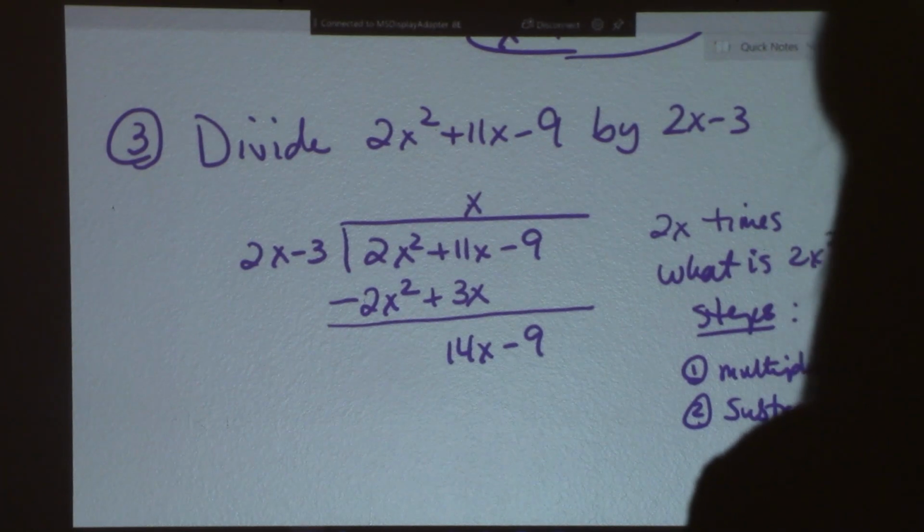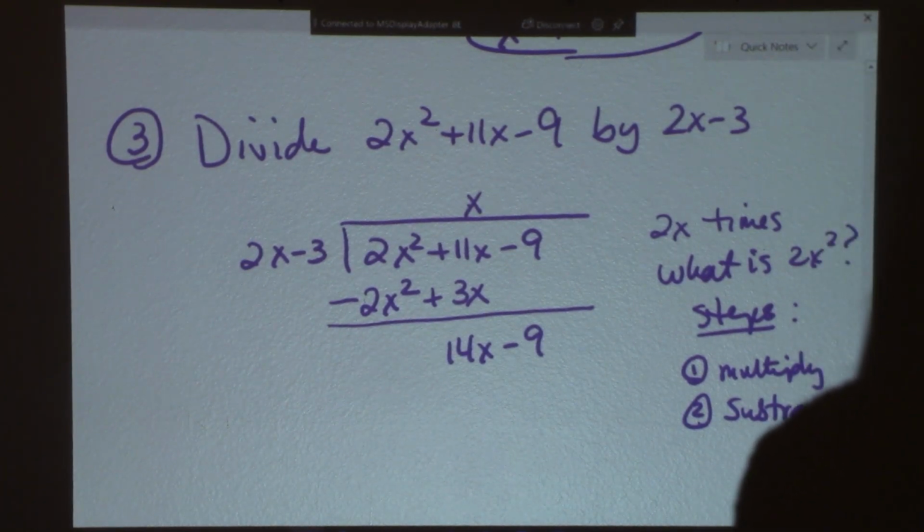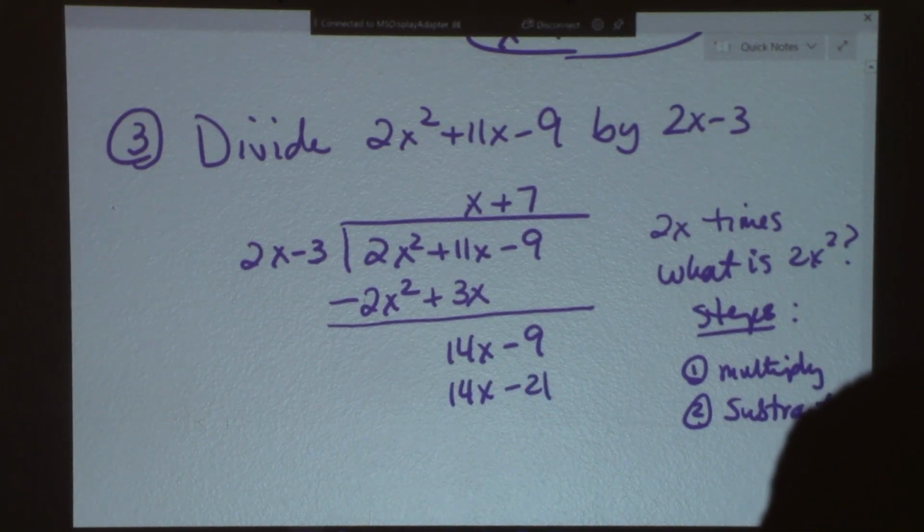So now I ask myself, what do I multiply 2x by to get 14x? Well, it would be positive 7. So I'm going to add 7 there, and now I'm actually going to multiply. So 7 times 2x is 14x, and 7 times negative 3 is negative 21. And then I change my signs because that's subtracting, and I end up with positive 12.